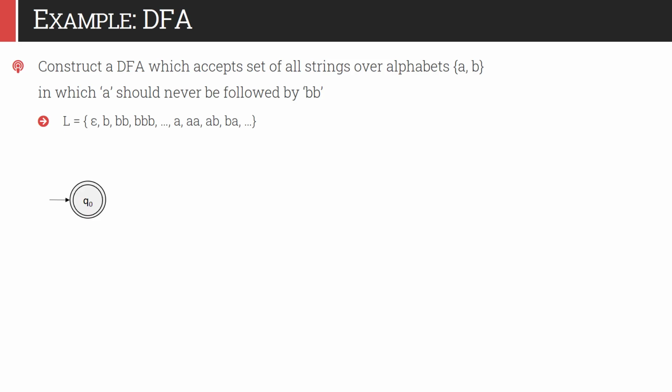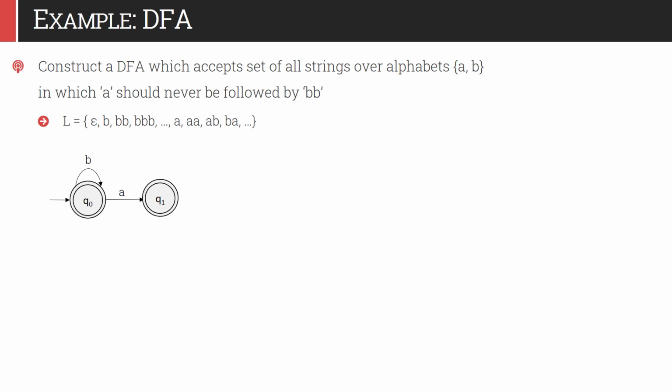So the initial state would be the final state. Now we can read any number of b's. There is no restriction on that. So we will put a self loop of b. So we can iterate through once, twice, thrice, or an infinite number of times. So this will produce epsilon plus b, 2b, 3b, and so on.